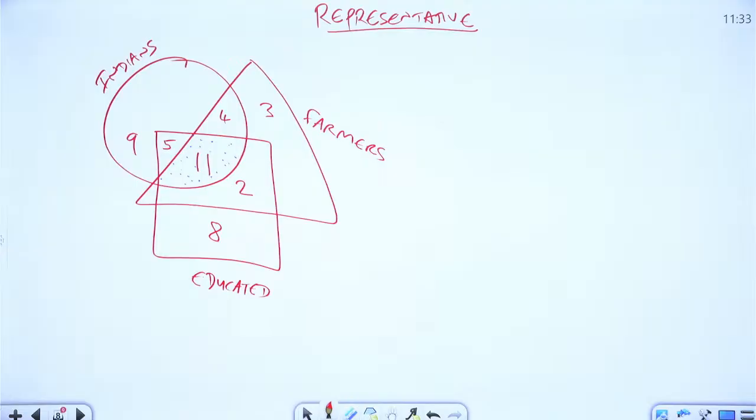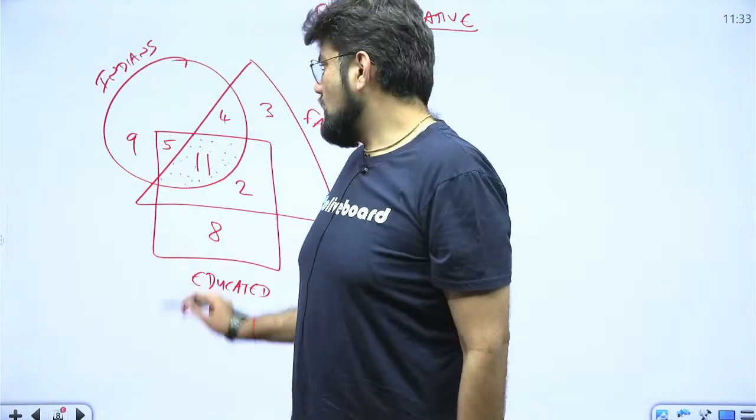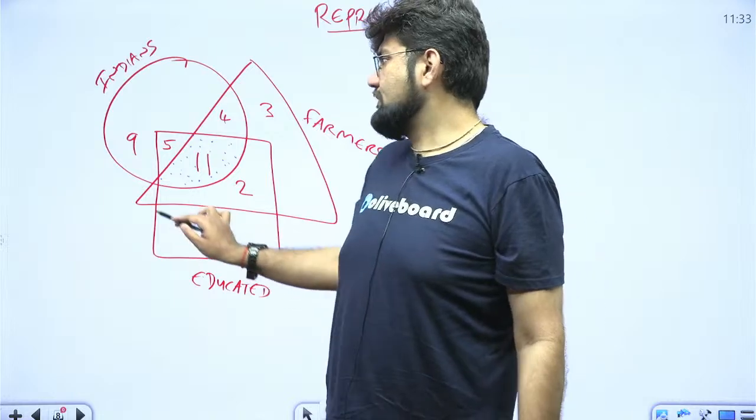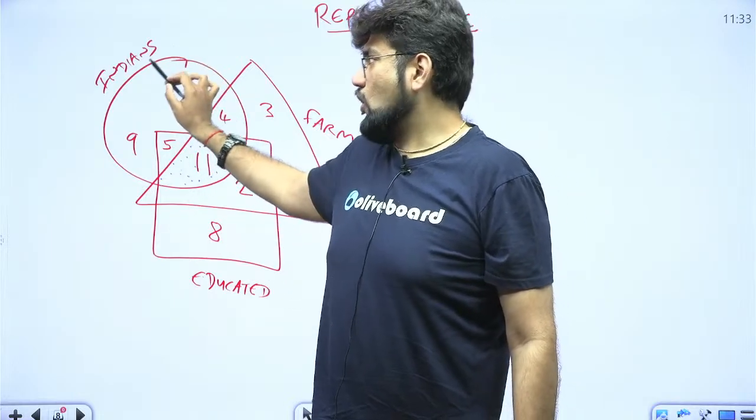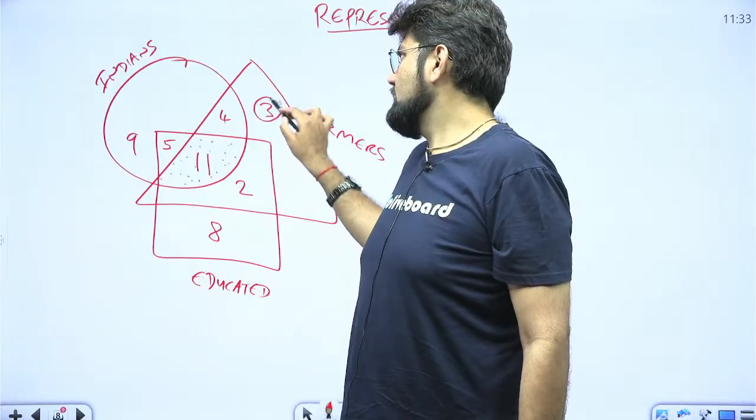Perfect, perfect. So my question to you was, how many uneducated foreigners are farmers? So uneducated means they will not be in the category of educated. They will not be in the square. Foreigners means they will not be in the category of Indians. They will only be in the category of farmers. And how many are there? There are only 3 such people.